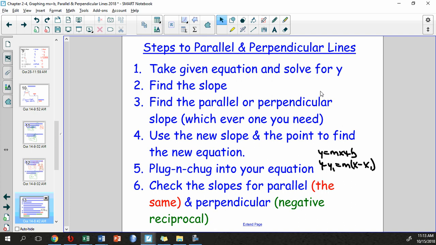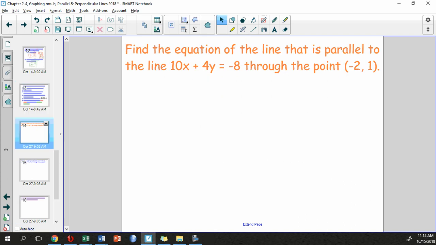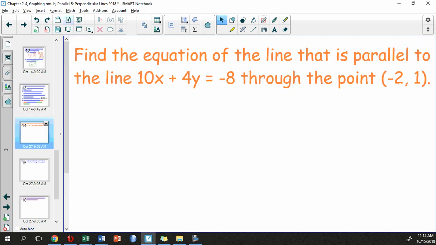You're going to use the new slope with the point and plug and chug into mx plus b, or y minus y1 equals m times x minus x1. And you're going to solve for y. So let's do this. Here we go. Now, look at the problem that I gave you. It says find the equation of the line that is parallel to the line 10x plus 4y equals negative 8. What do I have to do with that 10x plus 4y equals negative 8 first?